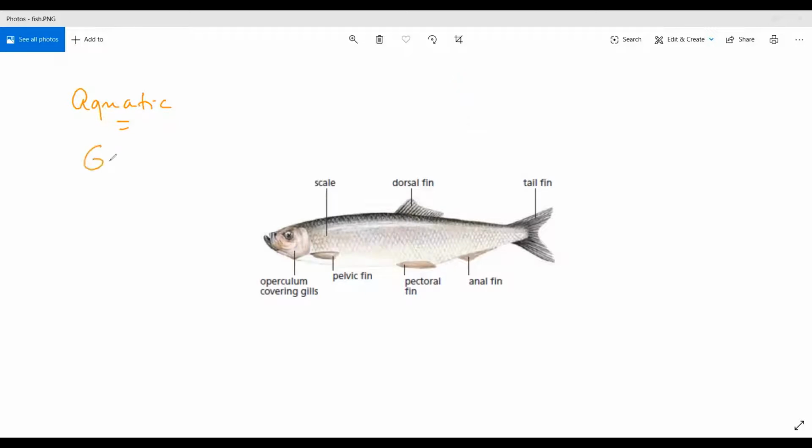Where are the gills found? The gills are found just under or inside this covering. This covering is called the operculum. If I opened or lifted away this operculum, I'm going to see the gills just inside, and the gills look like this. Of course, they are dark red in color because they have an enormous number of blood capillaries through it or inside it.